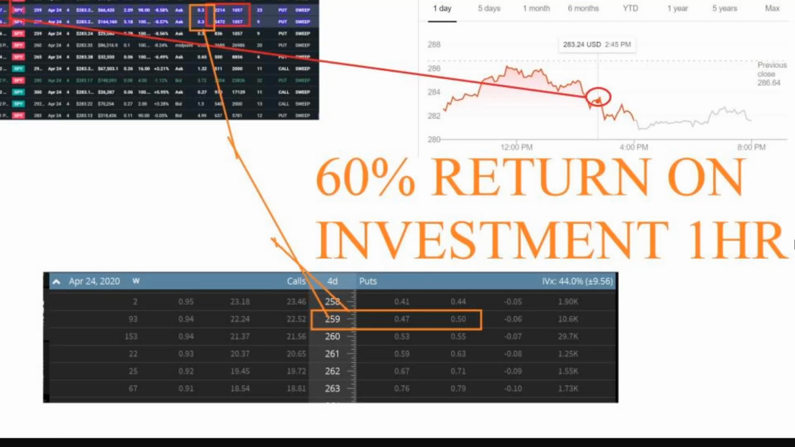But just from holding that 259 here, that had a 60% return on investment, went from $30 to $47 or $50. So basically you would have gotten about a 60% return on investment in just an hour following that particular sweep. It's a very high conviction sweep, and you would think, well, it's so deep out of the money or so unrealistic, but the thing is, it doesn't matter.